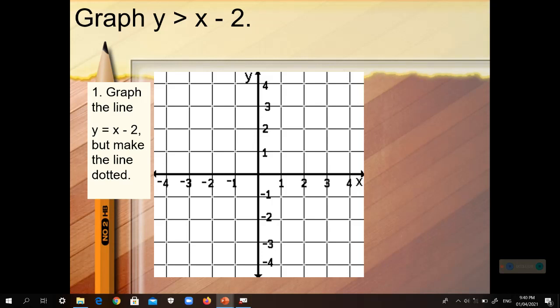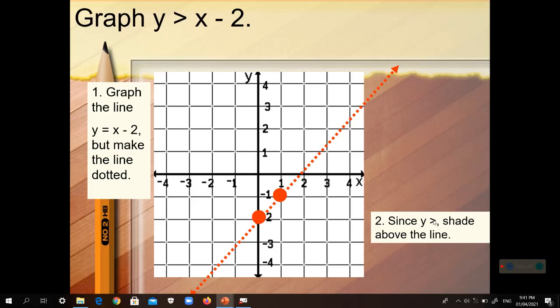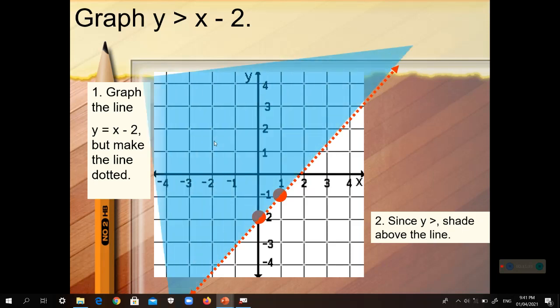Okay? So we will have here to plot the point. So negative 2 again. Then we have here again the second point. And then since we have the greater than symbol, so we are going to use the dotted line or the dashed line. And then you're going to decide where you are going to shade. So since y is greater than, okay, so the symbol is greater than, so you are going to shade above the line. Okay, so above. So we have here the shaded part.